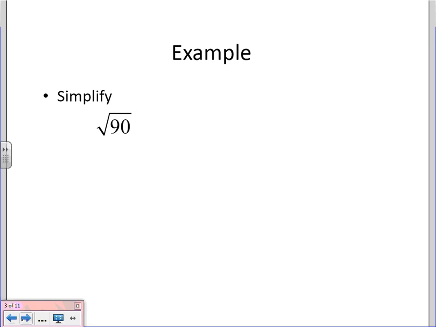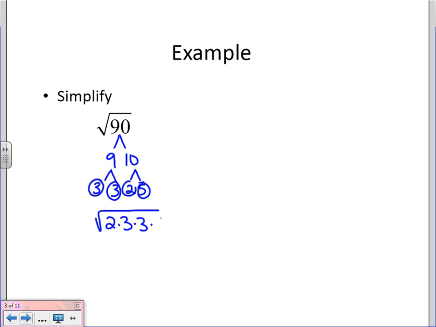Okay, here's our first example of how to simplify a square root. Square root of 90, and we're going to simplify that. First of all, before we get started, I want to make a factor tree. So this is 9 times 10, 3 times 3, and 2 times 5. So we want to list these under the radical sign as 2 times 3 times 3 times 5. All I did here was make my prime factorization and list all my prime factors under the radical sign. Now once I've done that, I want to find all of my pairs.